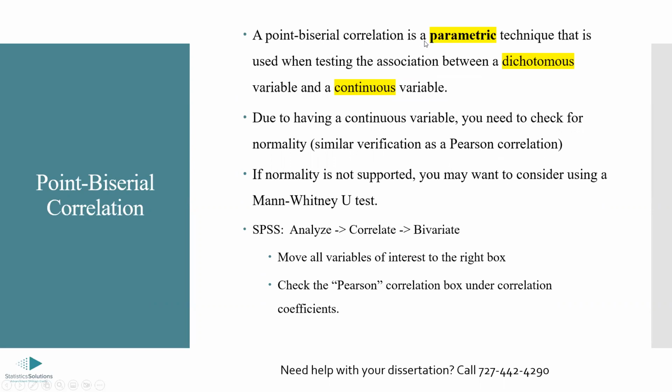So a point biserial correlation, again, this is parametric, and you need to have a dichotomous or a binary variable and a continuous variable for your second factor. And there isn't necessarily a non-parametric alternative to this, not a clean one. So because this has a continuous variable, you should check for normality again. But if normality is not supported, then you need to use your sample size to justify or shift to a Mann-Whitney test. And I can show you an example of that as well.